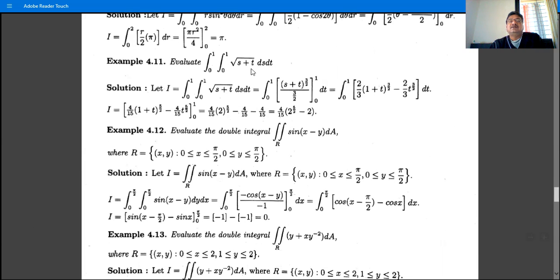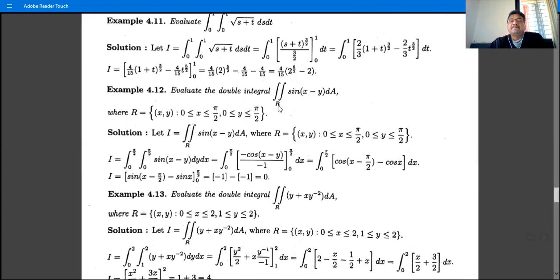Here, s and t are the notation instead of x and y. The integration is from 0 to 1. Integrate with respect to s first, then we have s plus t raised to half, and half plus 1 is 3 by 2, divided by 3 by 2. Then its value at the upper limit minus the value at the lower limit, and then its integration with respect to t is this, and then the value at the upper limit minus the value at the lower limit.